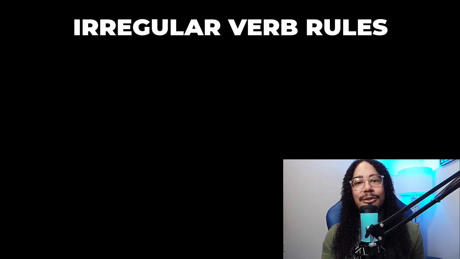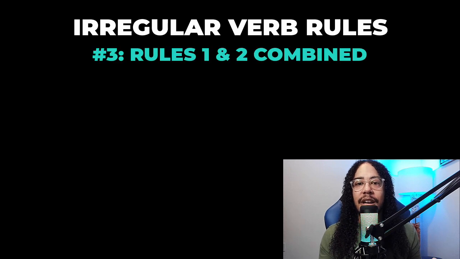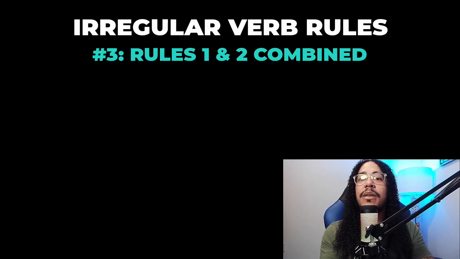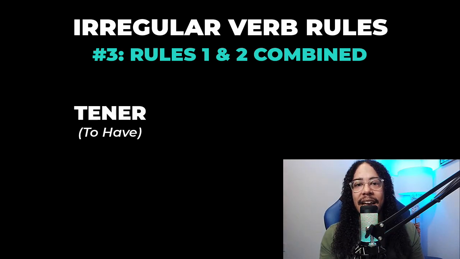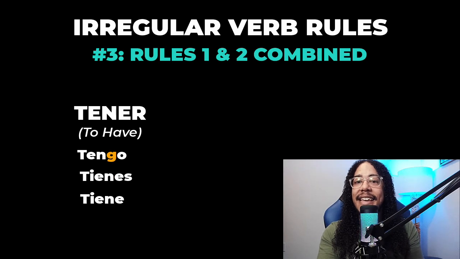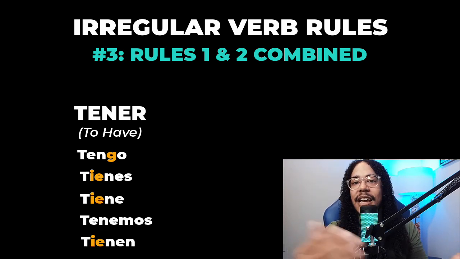The very last rule we're going to talk about is rule number 3, which are verbs that follow both rules number 1 and 2. These verbs are different in the yo form, and the other forms except nosotros also have a change in the beginning part of the word. Like tener, which means to have. The conjugations are tengo, so the go for yo, then tienes, tiene, and tienen all have the e to ie change, and tenemos is just like a regular verb.